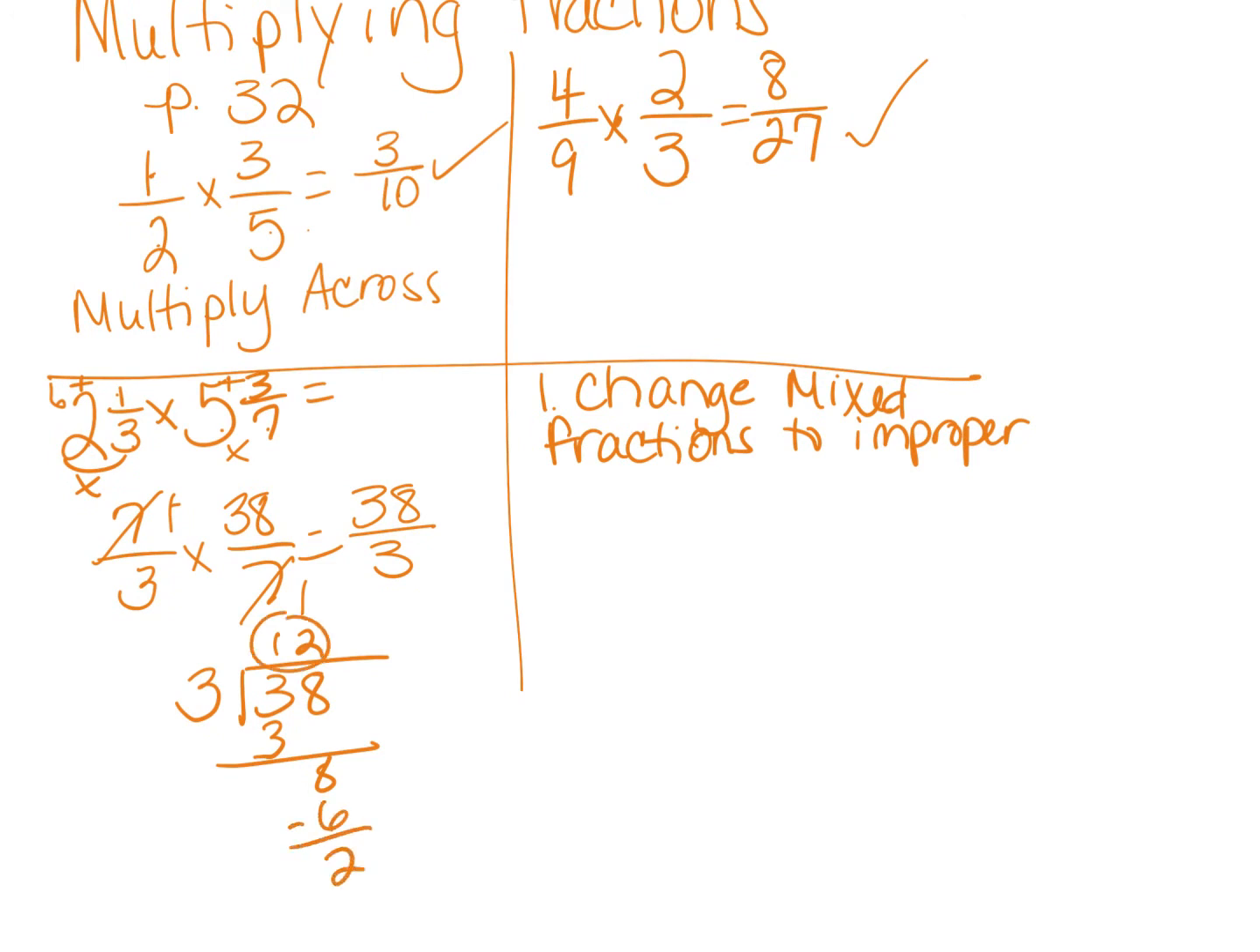So your whole number is 12. Your remainder is your numerator, and your denominator stays the same. And that is your answer. Okay, let's try one multiplication here before we move on to division, which is just as easy.